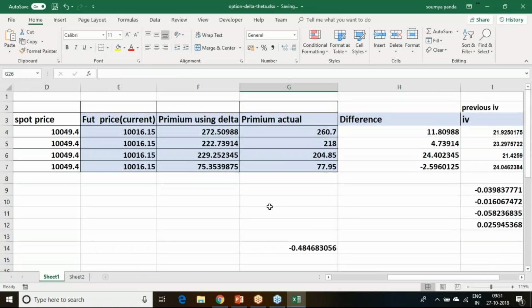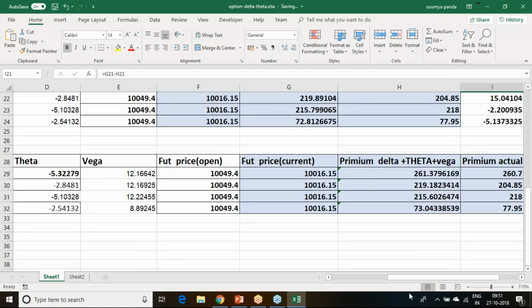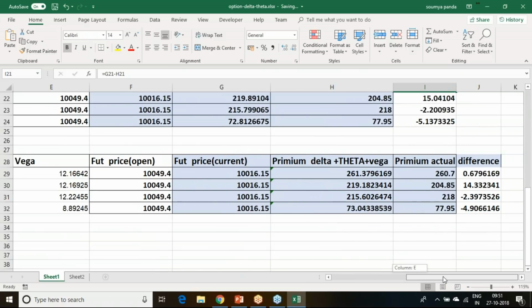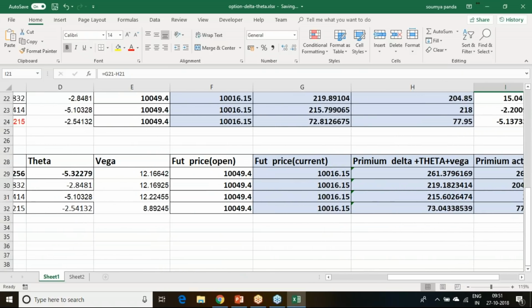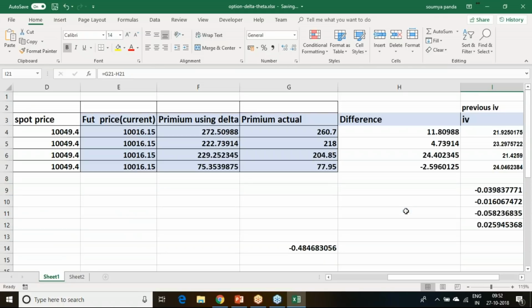Now you have seen that using delta, you had a calculation of premium. It was not matching with the real premium. You put theta into action. It has matched, but still some difference is there. Now, once I add the Vega into that, it will further bring your calculations to a more realistic level.